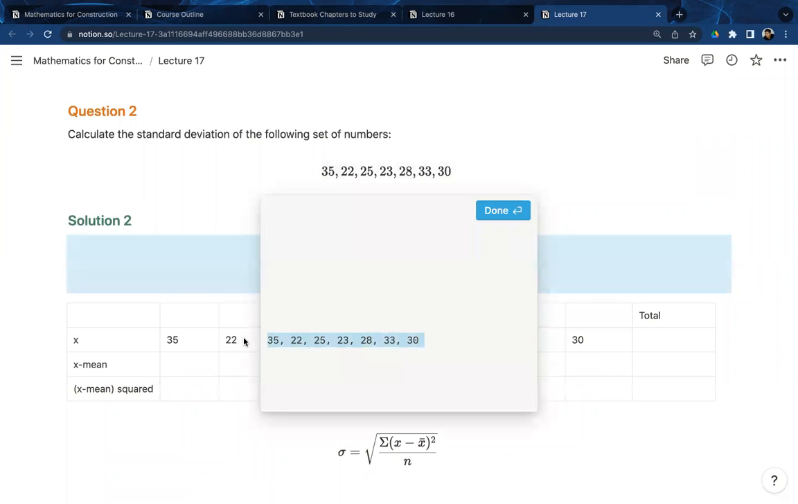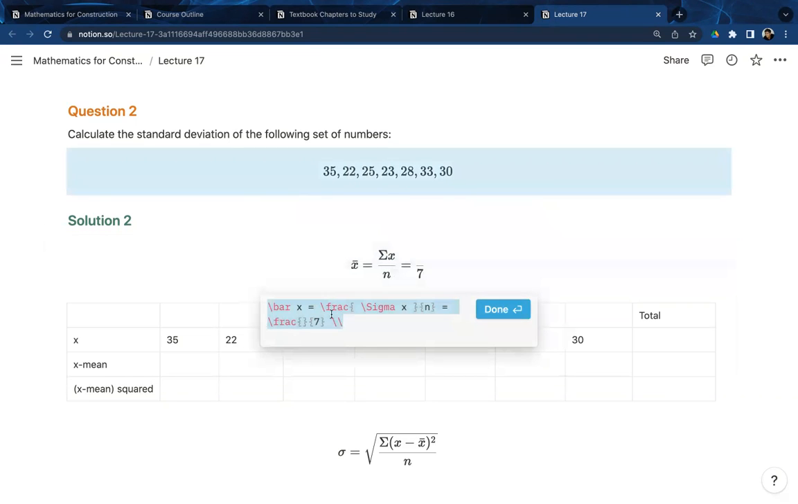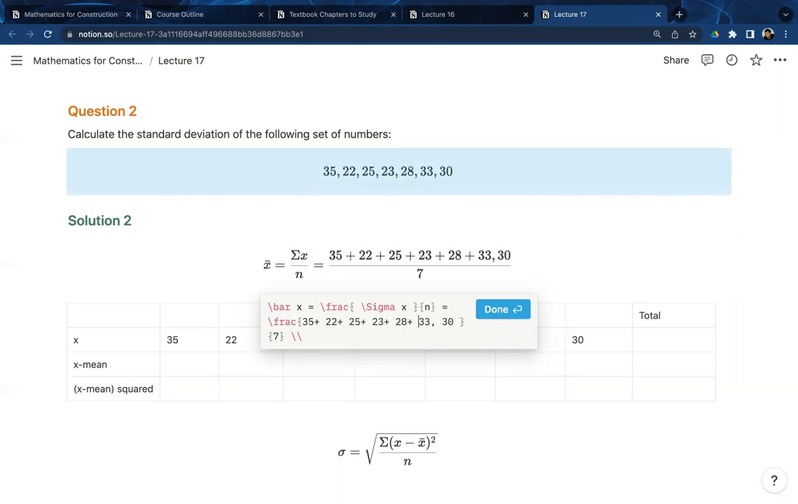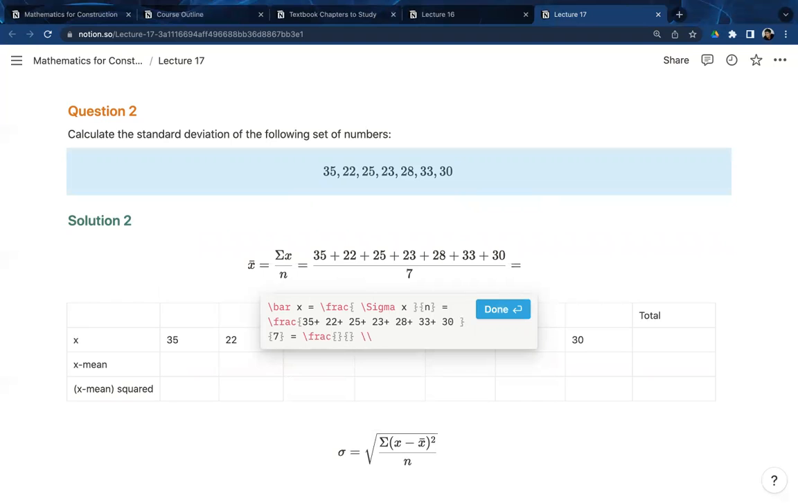So take these numbers here. Ooh, I'm going to copy paste this. Could you all tell me what this sum is? What's the sum of all those numbers?